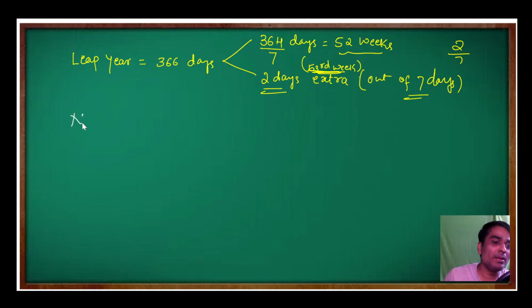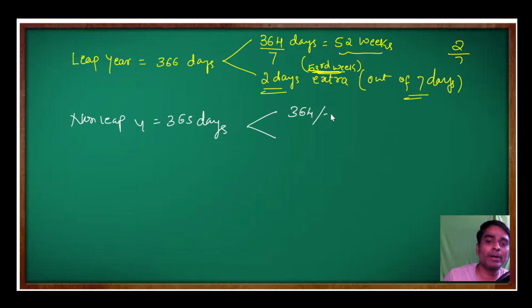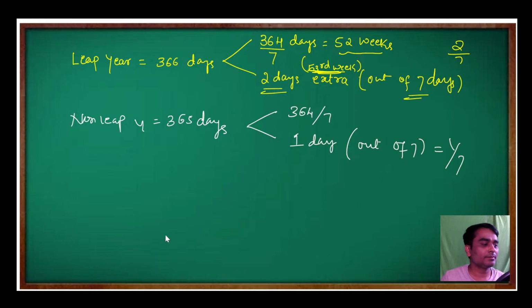Same way, non-leap year means what? Non-leap year means 365 days. Divide it into two parts: 364 days by 7 and here 1 day extra. This 1 day extra out of 7. So this will be 1 by 7. Clear?